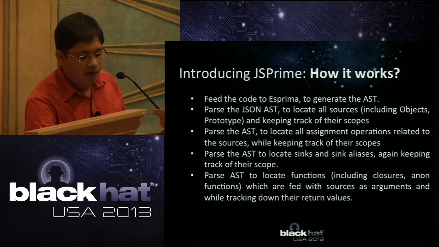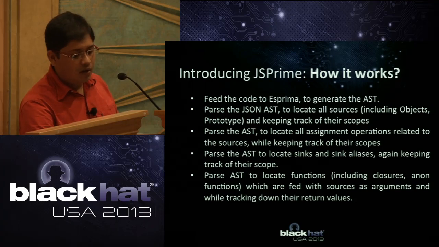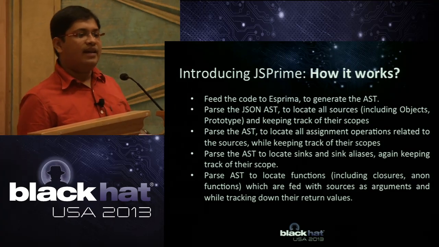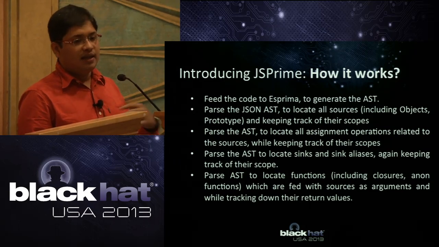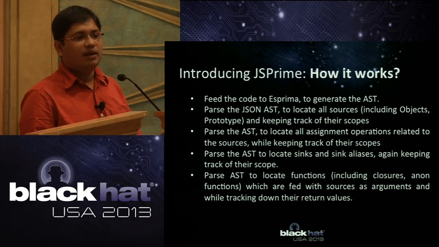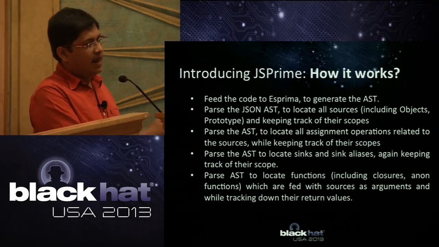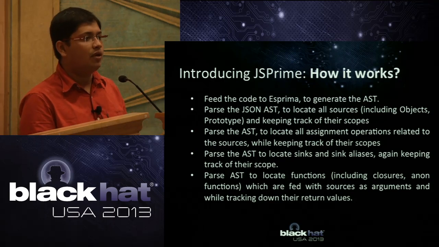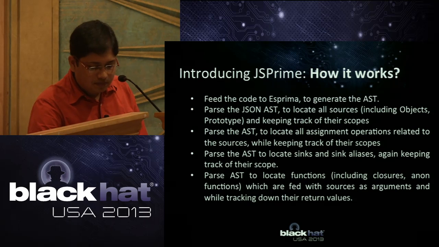Thirdly, we parse the AST to locate all assignment operations. For example, there might be code snippets where direct assignment from source to sink is not happening. What they are doing is taking an intermediary step where the DOM API is assigned to another, third-party variable, and that variable goes to the sink. So we keep track of those assignments as well, also keeping track of the scopes.